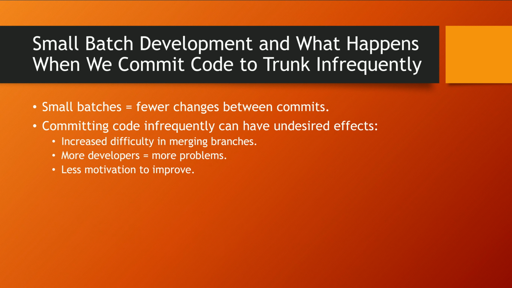So, small batch development, and what happens when we commit code to the trunk infrequently. Small batches is just fewer changes between commits. You're making code changes to a file, maybe changing a few lines of code, and you can commit that and leave a message saying, hey, this is what I did, this is what I committed, and then your team knows. When you have a smaller commit, it's easier to integrate into the trunk and understand what was changed.